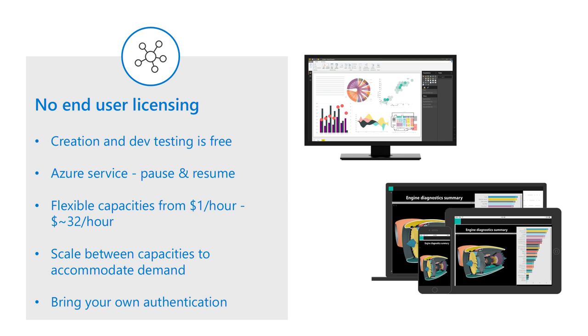You can do all of this automatically with APIs, with Azure Resource Manager APIs, or using the Azure portal. You can scale between capacities to accommodate demand, and you can also automate it using Azure notifications and Azure alerts. This will allow you to automate when you have a large demand. And of course, you can bring your own authentication. You are not dependent on Microsoft authentication or AAD. You can bring your own authentication, and we'll pass the user context to Power BI with our embed token.